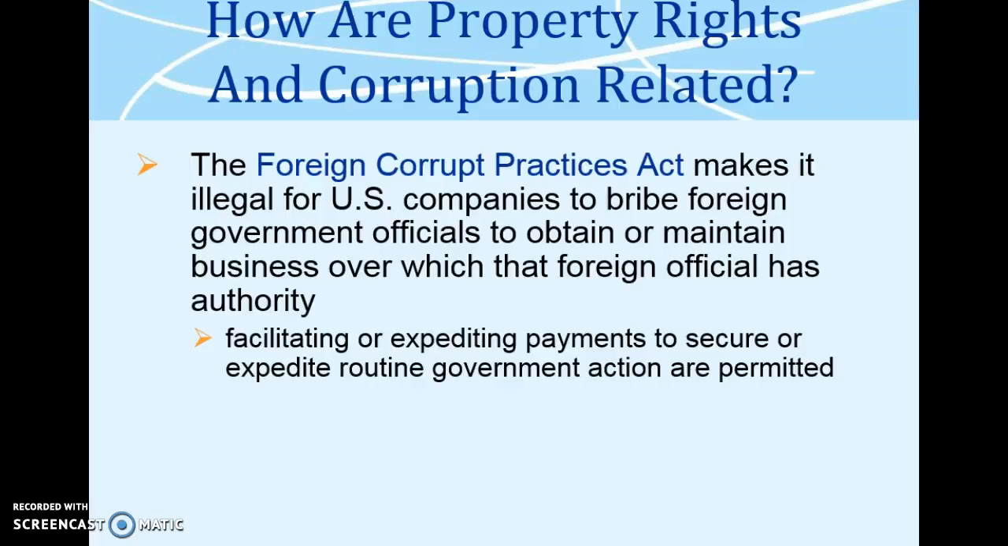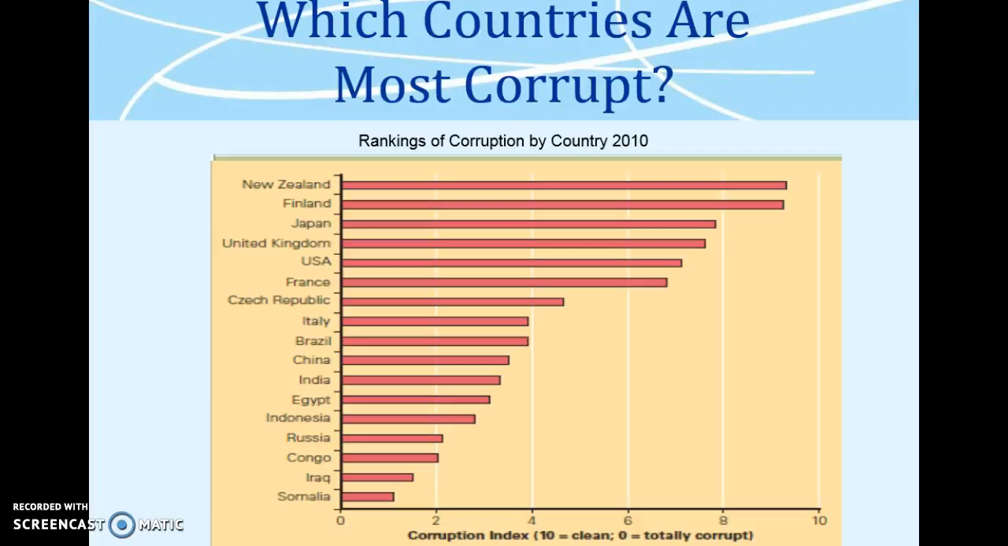The Foreign Corrupt Practices Act makes it illegal for US companies to bribe foreign government officials to obtain or maintain business over which that foreign official has authority. Facilitating or expediting payments to secure or expedite routine government actions are permitted.